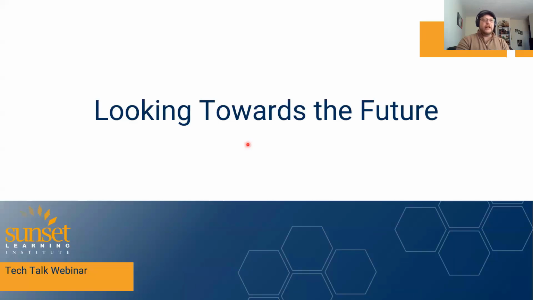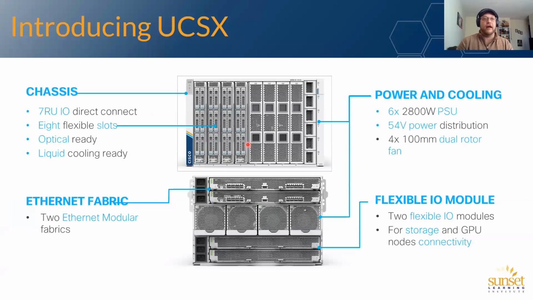Now, looking towards the future, how have we updated this solution moving forward? The first thing that I want to talk about is this beautiful 9508 series chassis. This is the X series. You'll notice in the previous slide, the servers were actually installed horizontal. Now we're actually installing them vertically. This is going to give us access to more hardware.